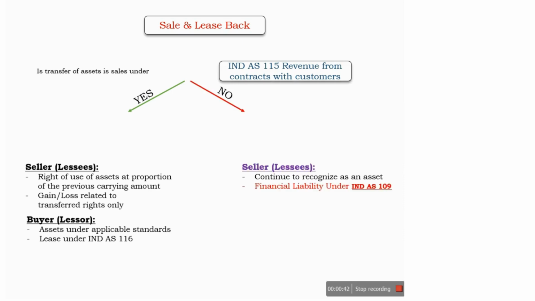In case the answer is no, in the books of the seller lessee shall continue to recognize the transferred asset as an asset and will recognize a financial liability under IND AS 109, and the buyer lessor will recognize a financial asset equal to the transfer proceeds under IND AS 109. So this is all about IND AS 116.